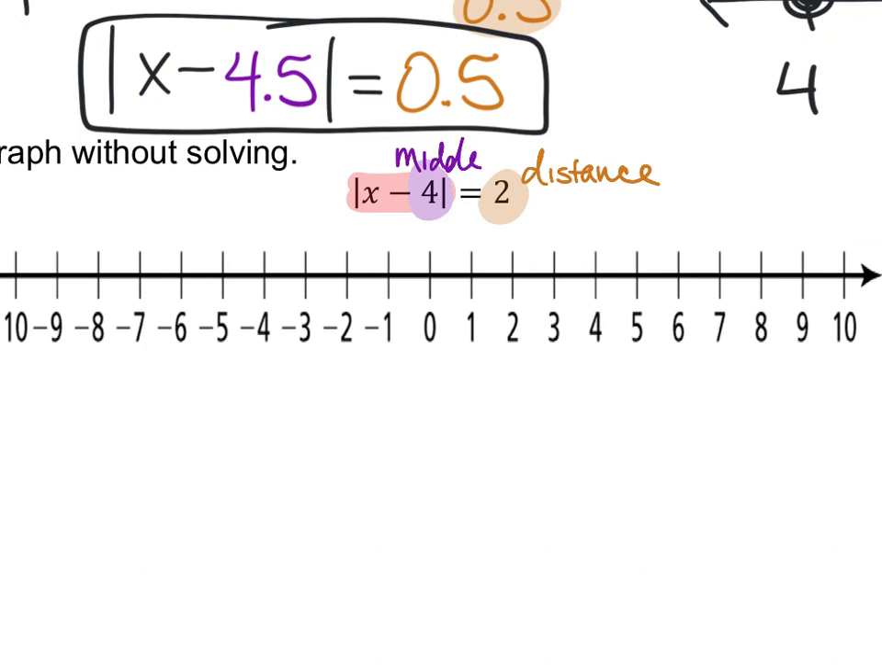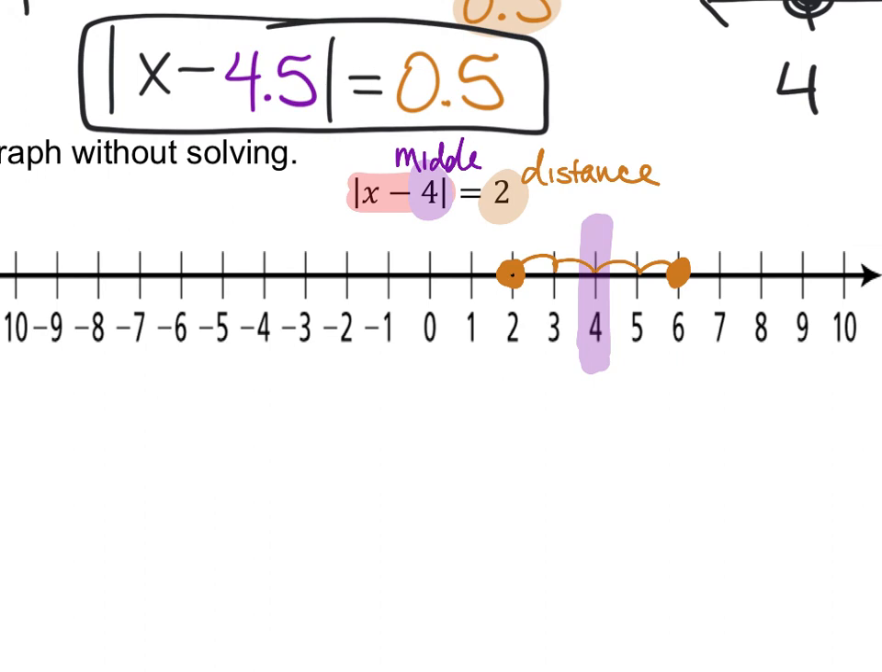Okay, so that's what I'm going to do. I'm going to make 4 the middle of my graph. And to find the solutions, I'm going to jump that distance both directions. So I'm going to go 1, 2. Here's one of my solutions. And I'm going to go 1, 2. Here's one of my solutions.